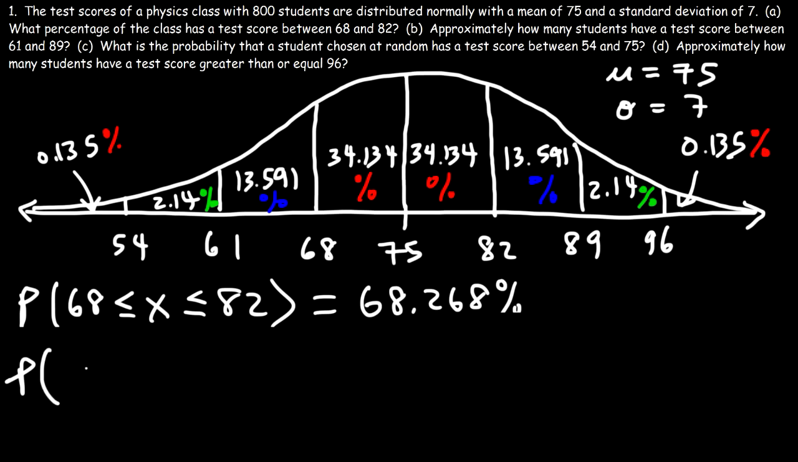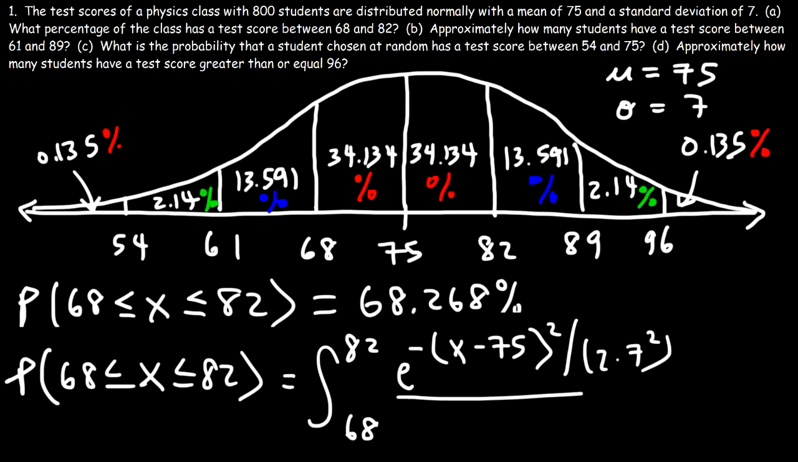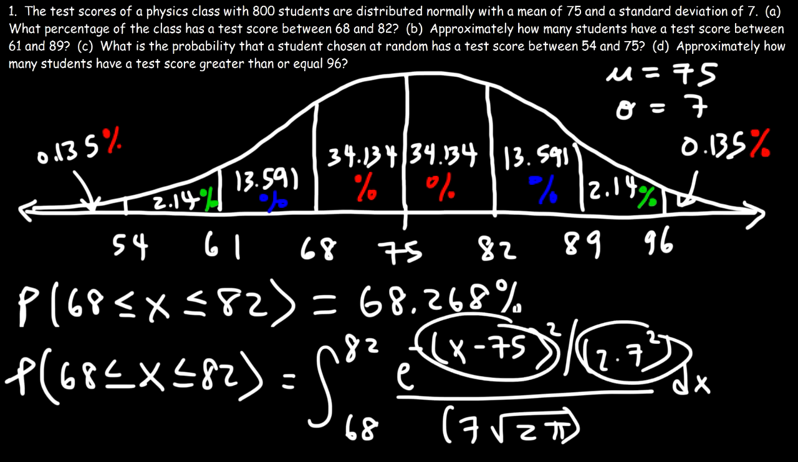So the percentage of students with a test score between 68 and 82 is going to be the definite integral from 68 to 82, and then it's going to be e raised to the negative x minus 75 squared divided by 2 times 7 squared, divided by 7 times the square root of 2 pi, dx. So make sure to use these parentheses that I'm showing you when you're plugging into your graphing calculator. I'm going to show you how to use Wolfram Alpha towards the end of this video, so you can look for it then.